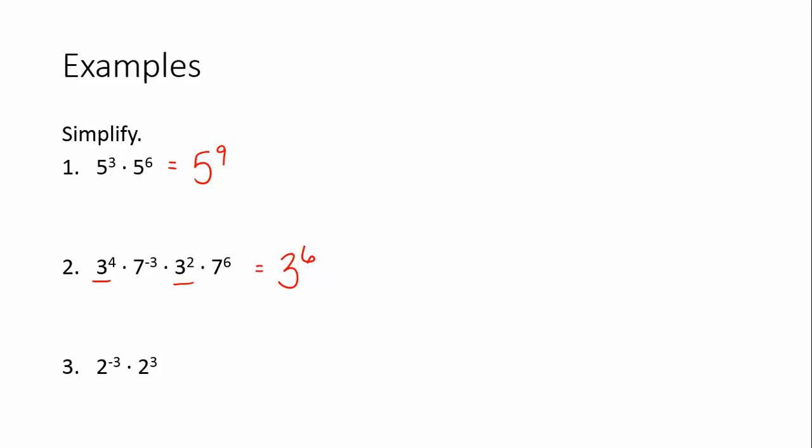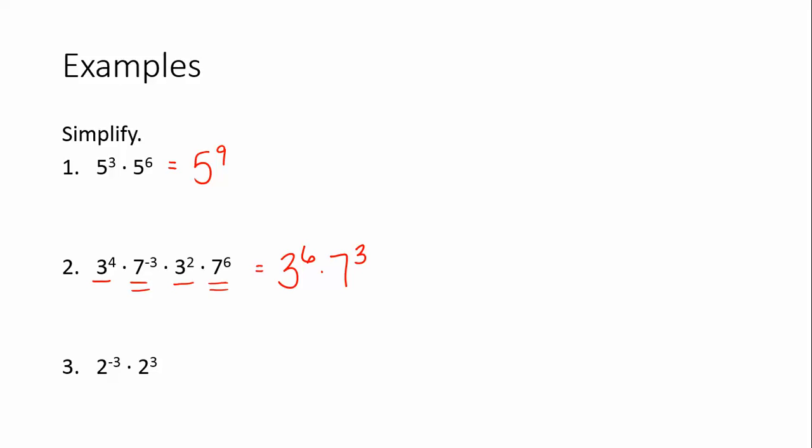But we also have like bases with the 7's. So we can also apply the property by taking 7 to the negative 3rd times 7 to the 6th and adding negative 3 plus 6. So that'll give us 7 to the 3rd. Negative 3 plus 6.